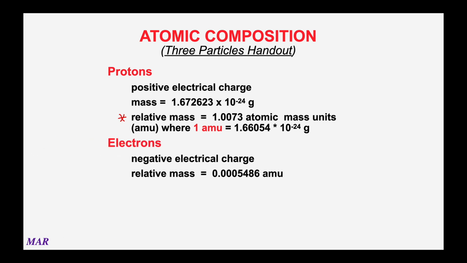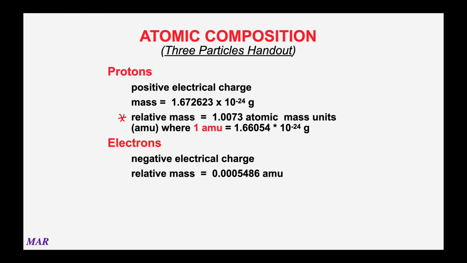Electrons are negative, all right? If the protons are positive, then electrons are negative. So a lot of the glue that holds the atom together is going to come from the positive protons being attracted to the negative electrons around it.